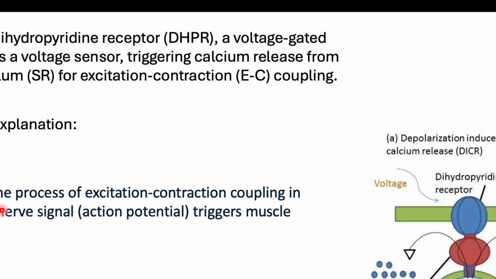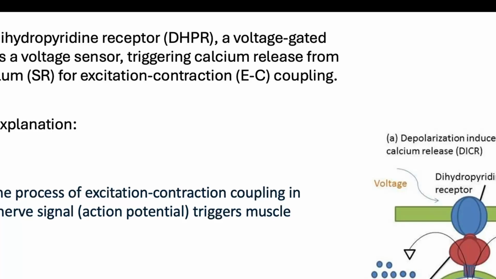The DHPR is crucial for the process of excitation-contraction coupling in skeletal muscle, where a nerve signal triggers muscle contraction. The DHPR functions as a voltage sensor, meaning it responds to changes in the electrical potential across the muscle cell membrane, or the sarcolemma. When the sarcolemma depolarizes, becomes more positive, the DHPR undergoes a conformational change, which in turn triggers release of calcium ions from the sarcoplasmic reticulum.